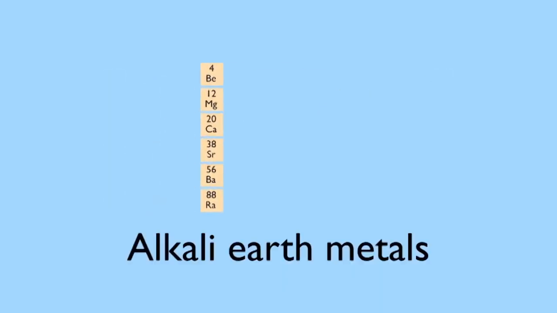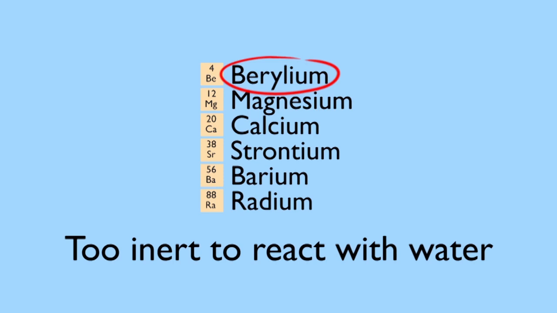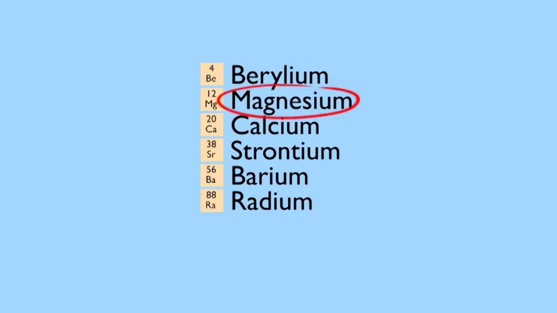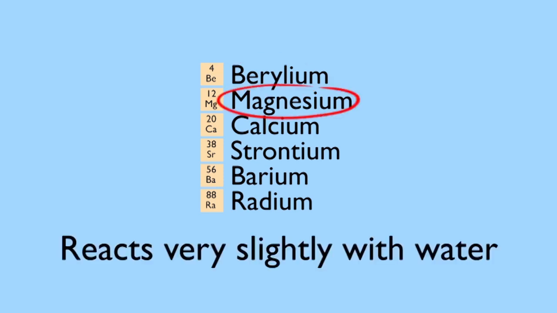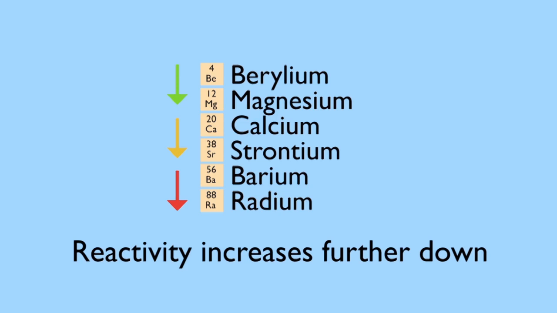Moving on to group 2, the alkaline earth metals, things are a little different. The metal at the top of the group, beryllium, is too inert to react with water. Magnesium just below it reacts only very slightly. But again, consider the reactivity trend. It increases going down the group.